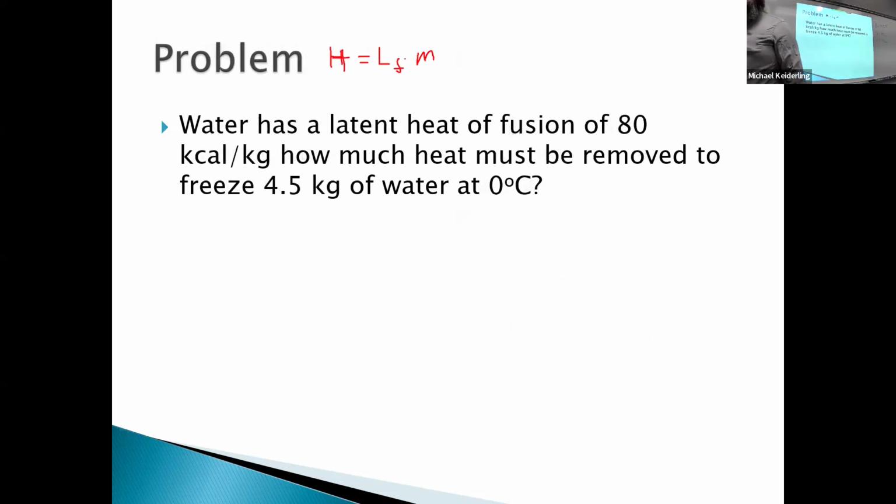So water has a latent heat of fusion of 80 kilocalories per kilogram. How much heat needs to be removed to freeze 4.5 kilograms of water at 0 degrees Celsius?